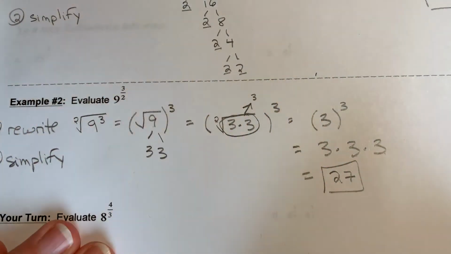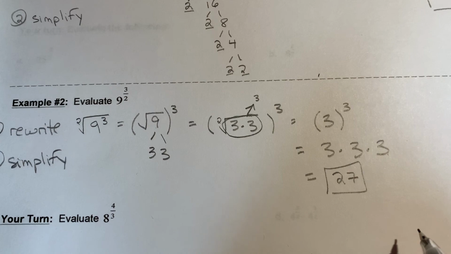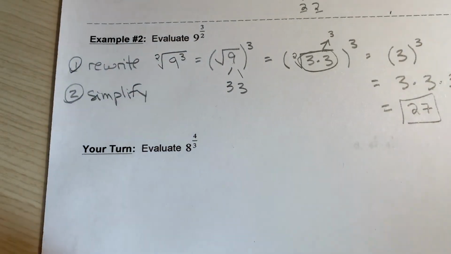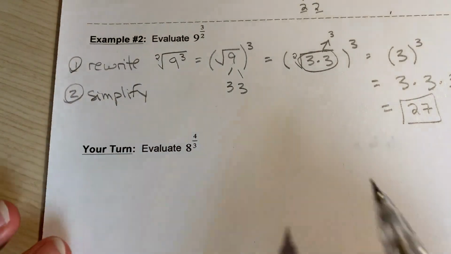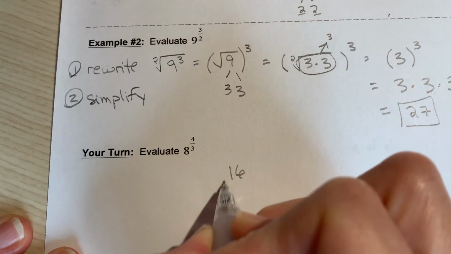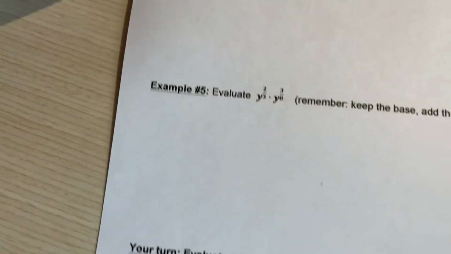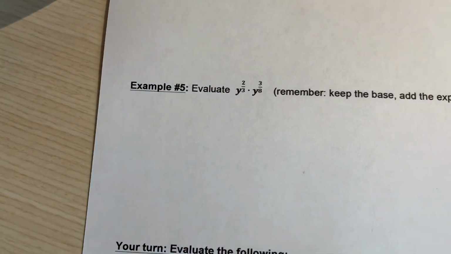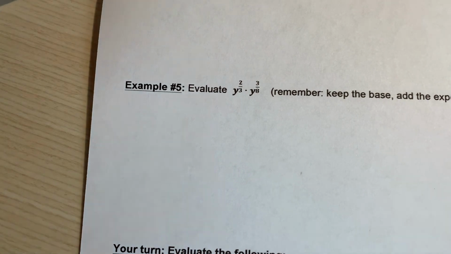So you can see these simplify down pretty nicely, right? Right to a plain old number. This is one for you to try, and I will tell you the answer you should get is 16. I'm going to do examples 4 and 5 in the next video.